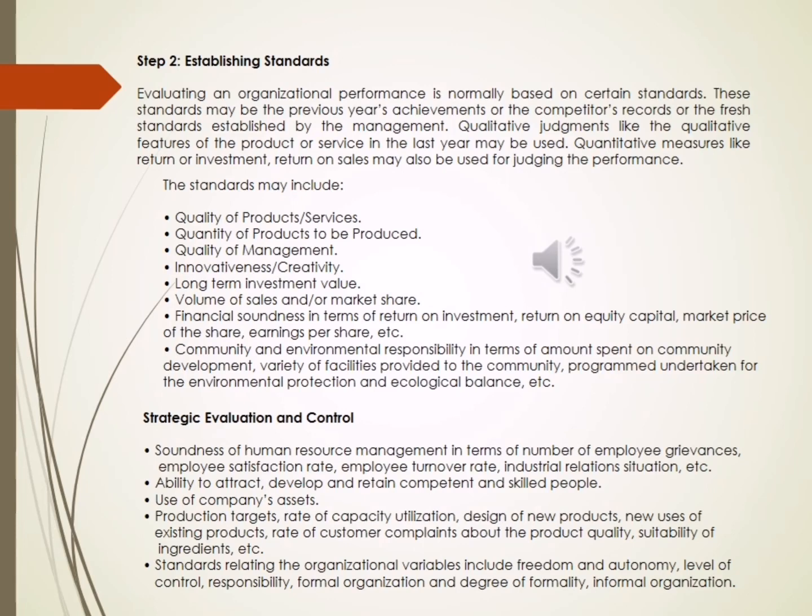And for the strategic evaluation and control, first is the soundness of human resource management in terms of number of employees' grievances, employee satisfaction rate, employee turnover rate, and industrial relation situation. Next is the ability to attract, develop, and retain competent and skilled people. Then, use of company assets. Next, production targets, rate of capacity utilization, design of new products, new uses of existing products, rate of customer complaints about the product quality, and suitability of the ingredients. Lastly are the standards relating to organizational variables, which include freedom and autonomy, level of control, responsibility, formal organization, and degree of formal and informal organization.